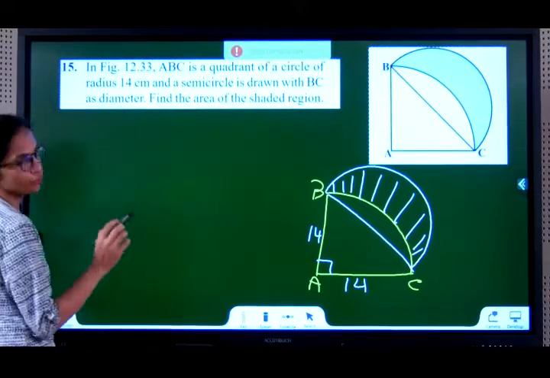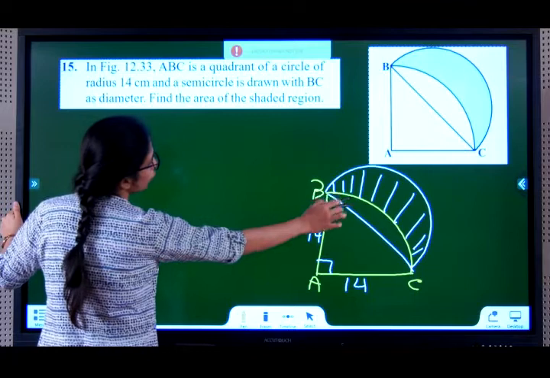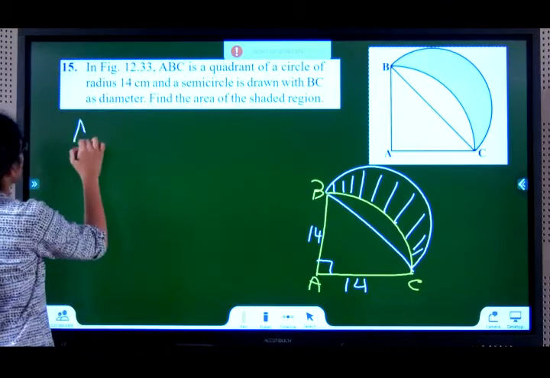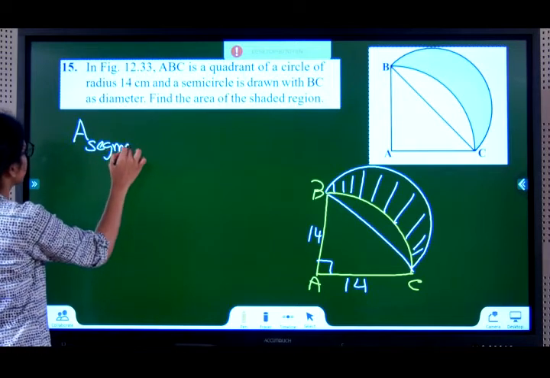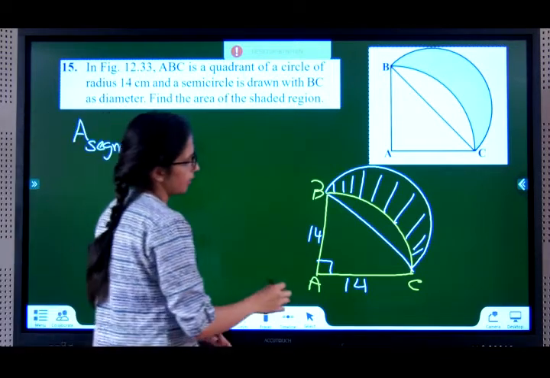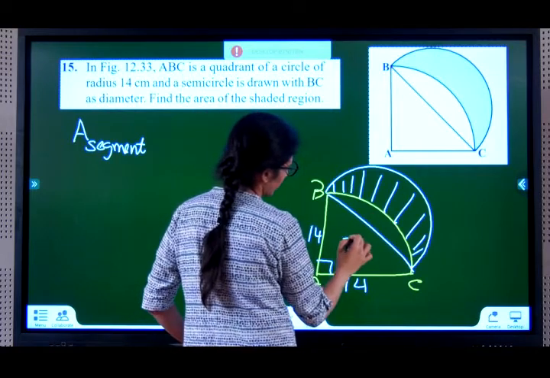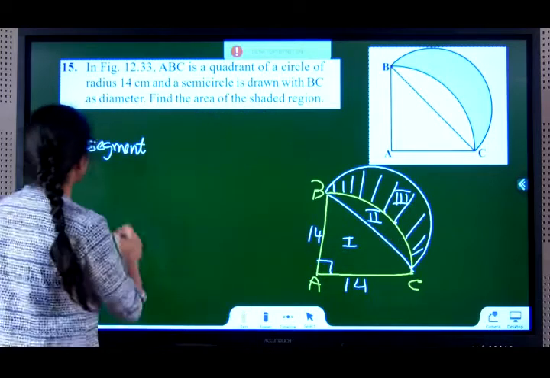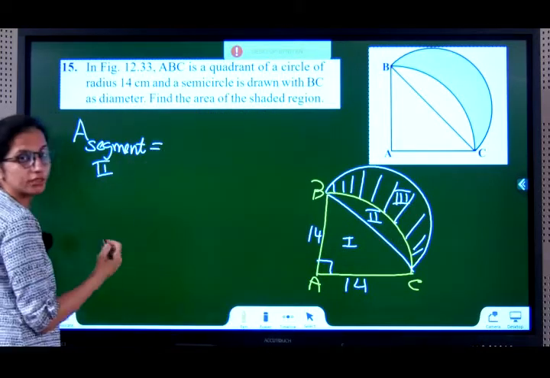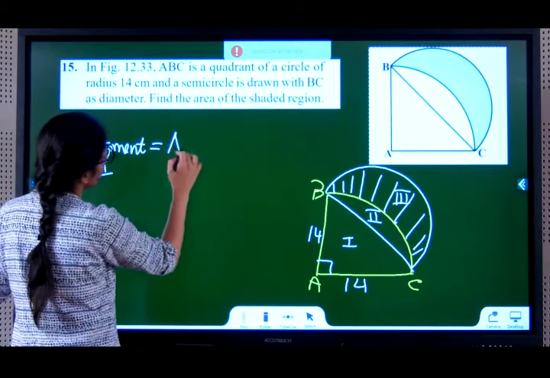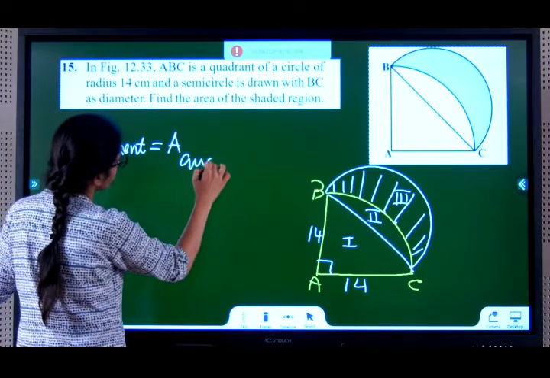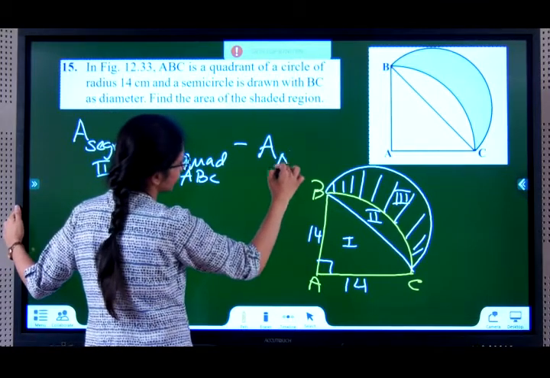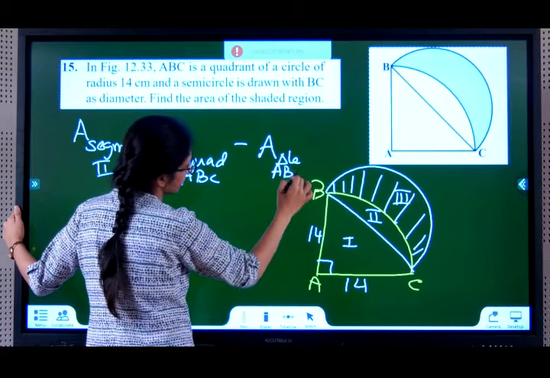So, first what are we going to do? Find the area of segment. To find the area of segment, you have to first do sector minus triangle. Shall we do it directly? So, area of segment, I will call this as 1, 2 and 3. Area of segment 2 is equal to area of quadrant ABC minus area of triangle ABC.